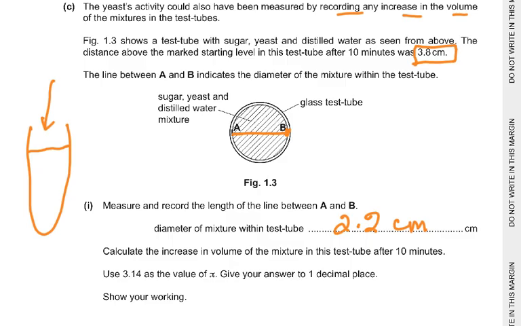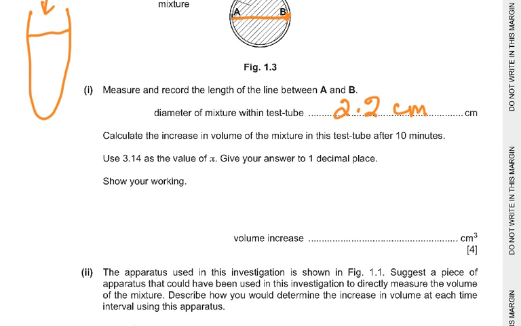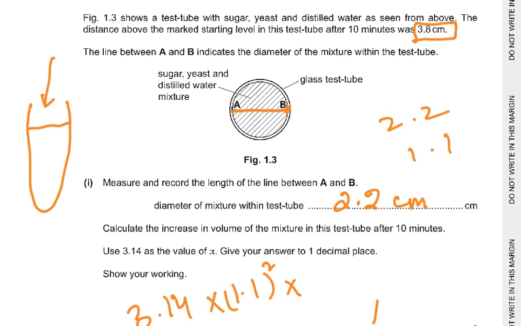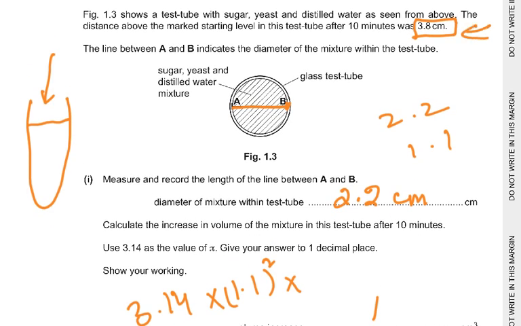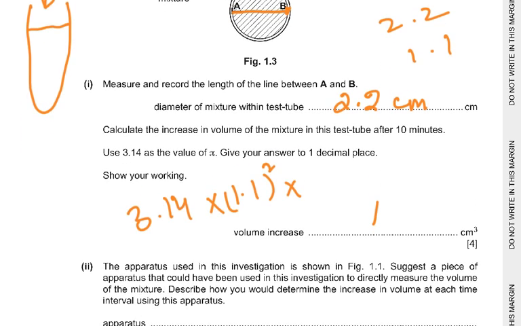2.2. And now it says calculate the increase in volume of the mixture in this test tube after 10 minutes. Use 3.14 as the value of pi. Give your answer to one decimal place. Show your working. So what have you to do? Pi, they've given you 3.14. So if this is the diameter, then 1.1 is the radius. So into pi r square h. So 1.1 whole square into, and they told you the length of it. The length of it was 3.8 centimeter. So you have to multiply that by 3.8.